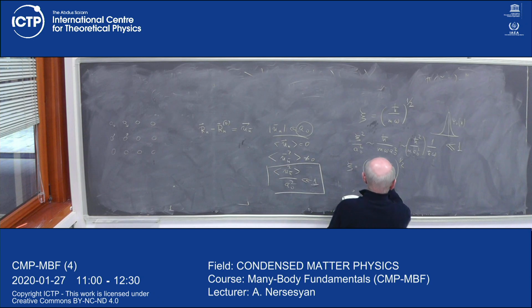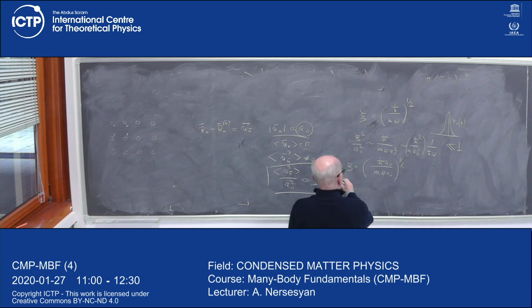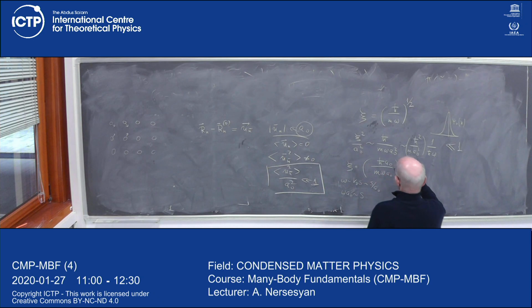Omega. I'm sorry, omega. Now I may say that omega can be very roughly estimated like KD by S, which is S divided by A naught. So omega times A naught turns out to be S. Omega times A naught plus S is H equal to A naught and S. That's good, 1/2.